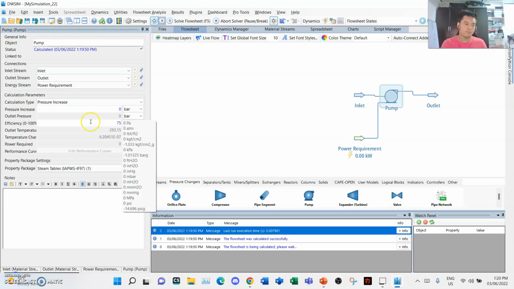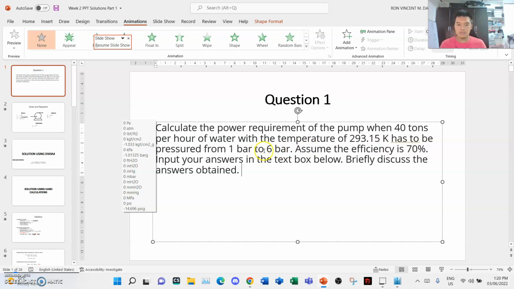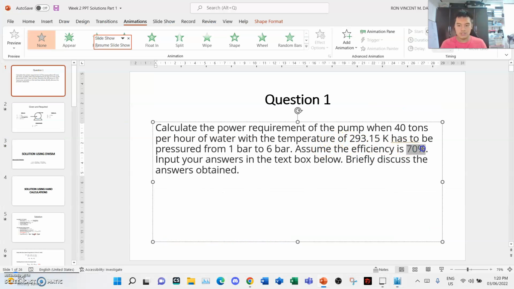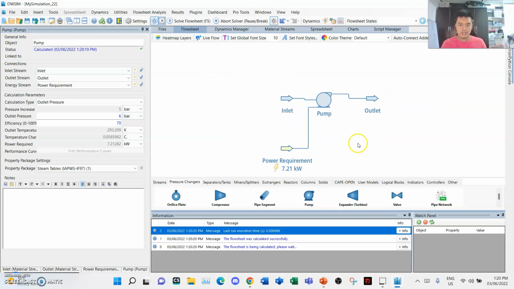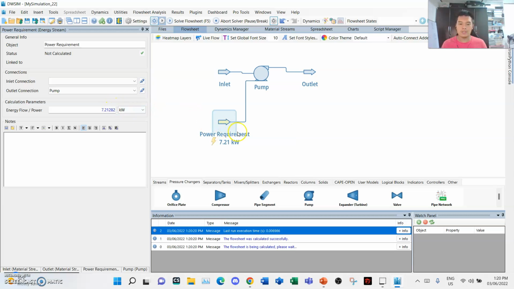Afterwards, we go down to the pump. So, one of the requirements of the problem is that the outlet must be 6 bar. So the calculation type would be outlet pressure, at 6 bar. Then the efficiency must be 70%. Therefore, we'll put here 70%. And that's it. DWSIM automatically calculates the needed parameters, and what we need to find is the power requirement. According to DWSIM, the power requirement is 7.21 kilowatts. However, the main question is, how reliable is this answer in a physical or an actual sense?